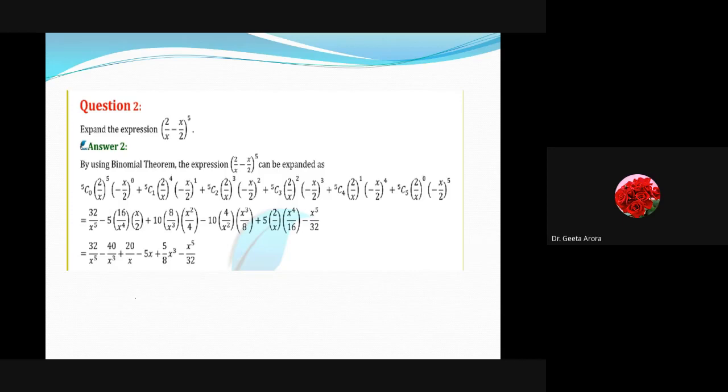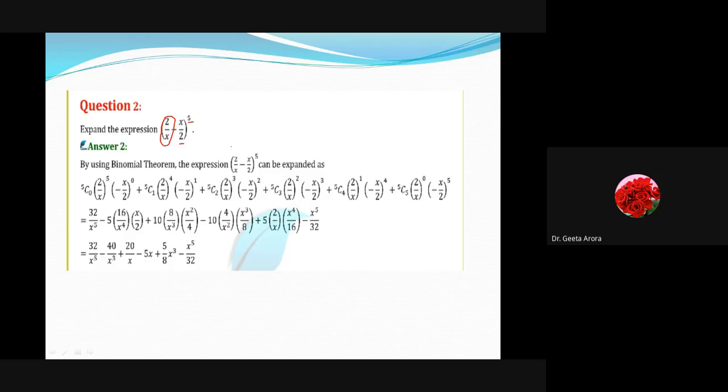Here we have the expression 2 by x minus x by 2 raised to power 5. So we have been provided with some p by q form of x and some p by q form of y, and both are coming in x. So let's see how we are going to expand it. The formula you have to remember is the same. If we have a negative sign, you have to deal with y as the negative one. If we have a positive one, obviously it is just the formula we have.